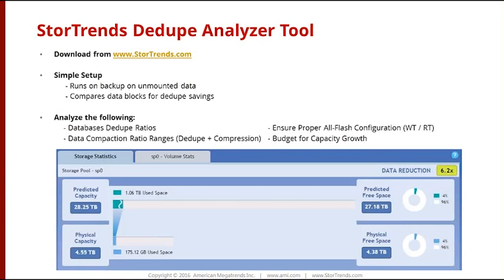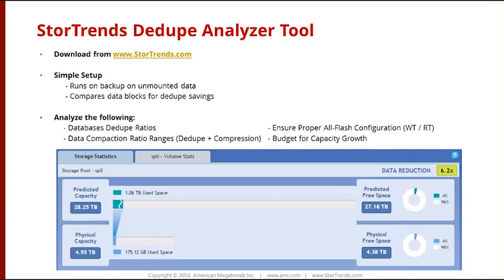It needs to be run on an unmounted or a backup database. Do not run this on a live database. It does generate an I/O load as it's looking for blocks that can be deduped. This tool is very easy to set up. We can provide you with a solutions engineer that can help you set this up in about 10 minutes or less. And this tool is going to come back and tell us what your data reduction looks like. This is going to point us to whether you're a hybrid candidate or an all-flash.